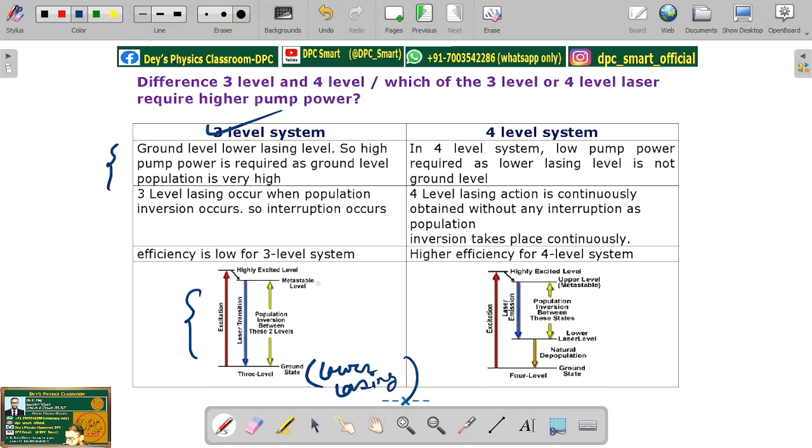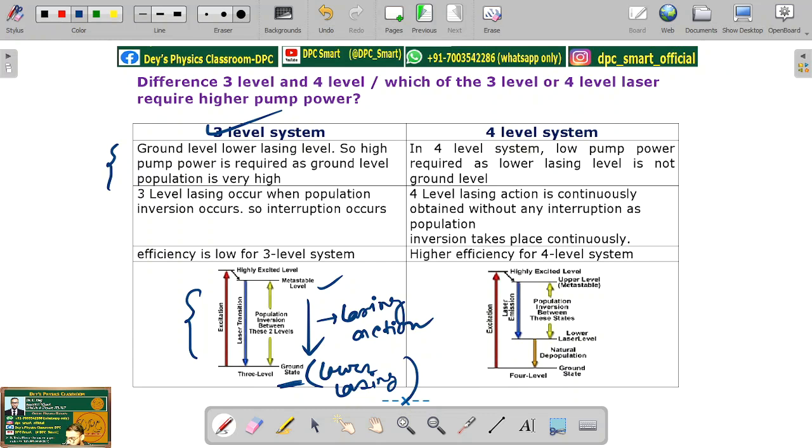That means from the metastable state to the lower lasing level, which is the ground level, lasing action takes place. So as the lower lasing level is the ground level, a 3 level laser requires a very high pump power.